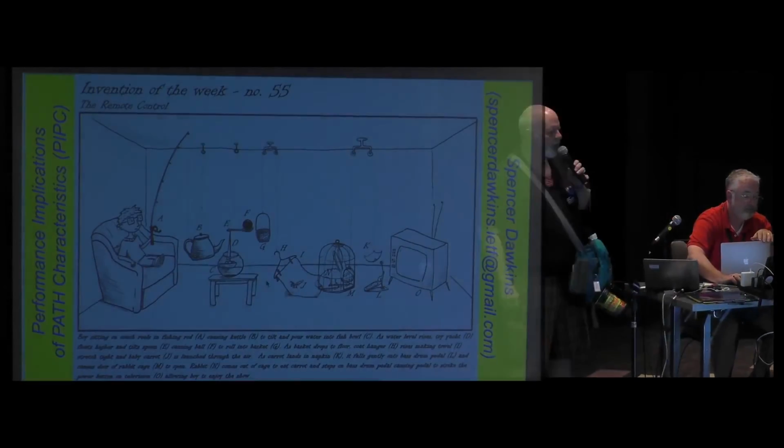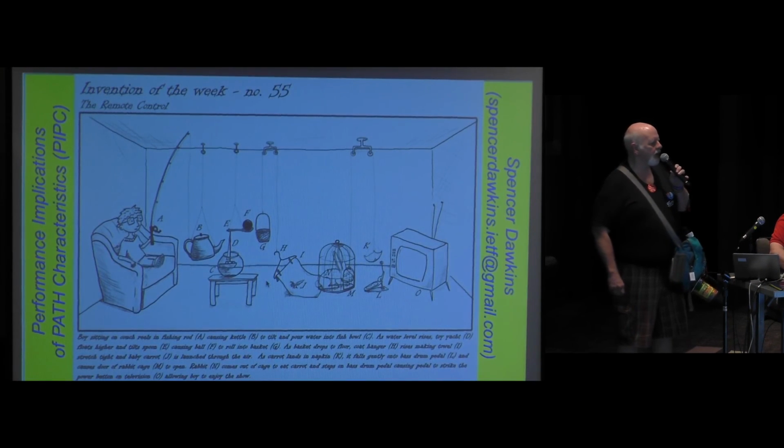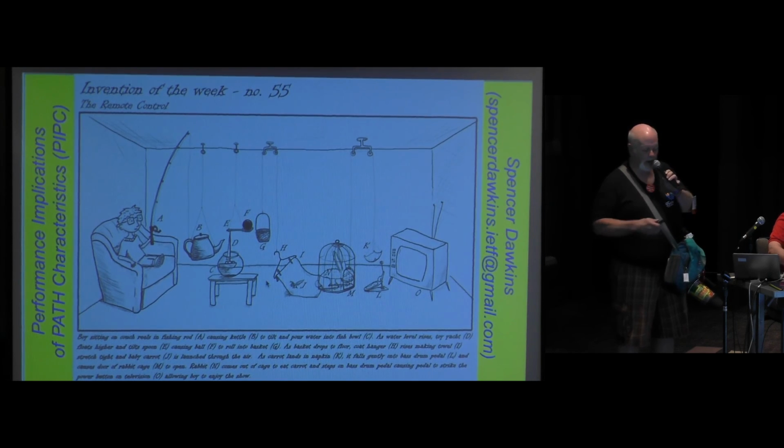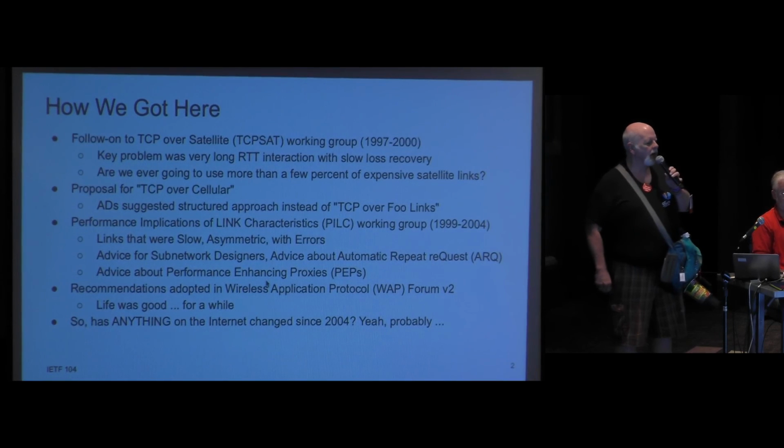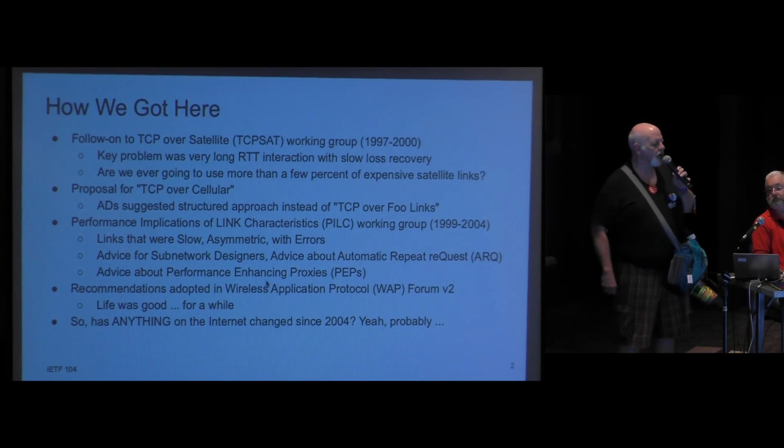So, Spencer Dawkins, talking a little bit about the performance implications of path characteristics. This is a Rube Goldberg machine, which actually turns out to be a pretty good implementation of what I think a lot of network paths look like these days. So how we got here: we did a follow-on to the TCP over satellite work in 1997 to 2000, talking about very long RTT interaction with slow loss recovery.